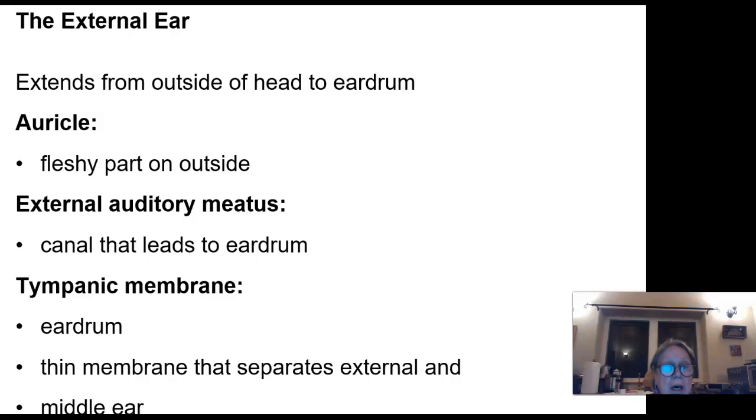What it does is funnel sound, and this part leads to the eardrum. Another name for the eardrum is the tympanic membrane, a thin membrane that separates the external and the middle ear. So it's kind of like a dividing line: you've got the outside, and everything on the other side of the tympanic membrane is the middle ear. Usually the tympanic membrane is considered part of the middle ear.